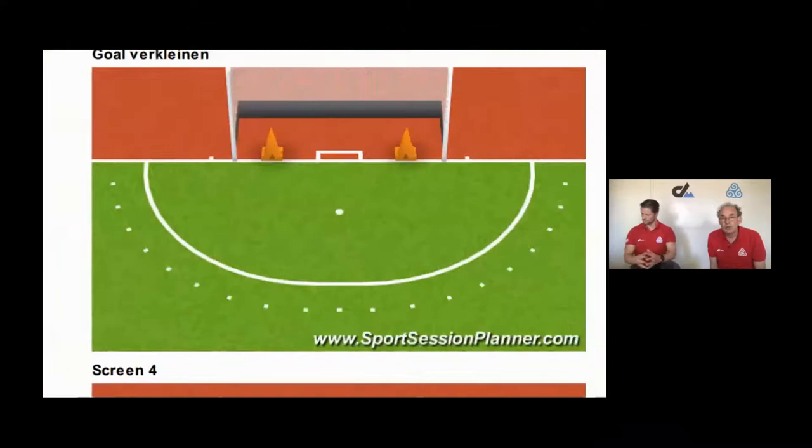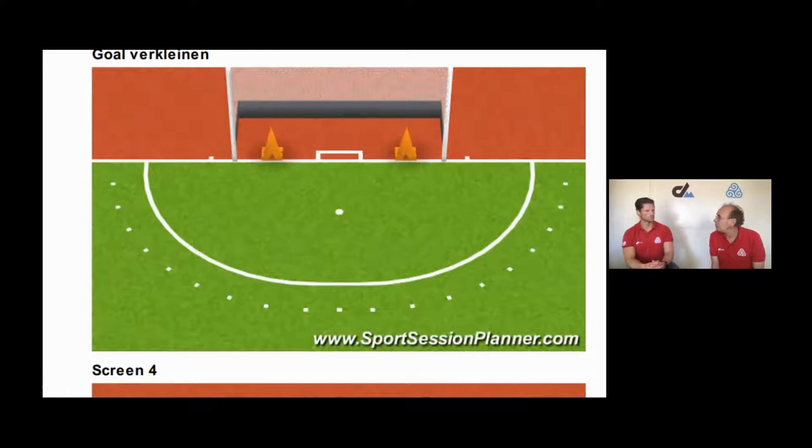You want him to be more focused on stoppable balls. That means that all the balls that are hit on the sideboard are out of his range. So what we try is you put down two cones in the goal, about 30 to 40 centimeters from the post, and the players need to try to score between the two cones. That means that the ball is always in the stoppable range of your goalkeeper.